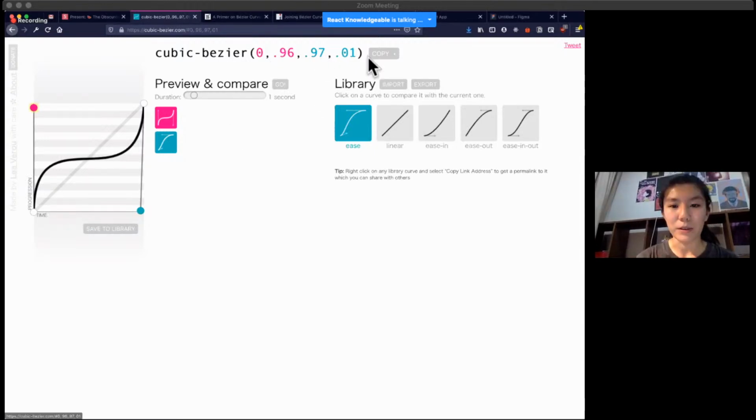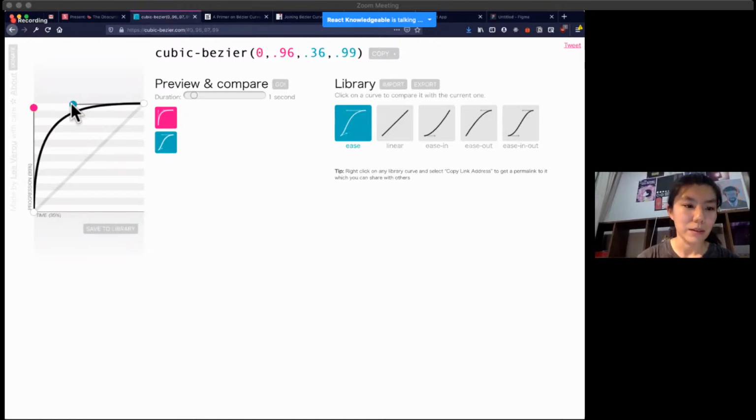What this means is the x-axis is time and y-axis is progression. And what this is doing is, in the beginning, it's moving really, really fast. It's like right after moving away from 0, it's jumping right over to nearly the midpoint. This is what's happening, right?